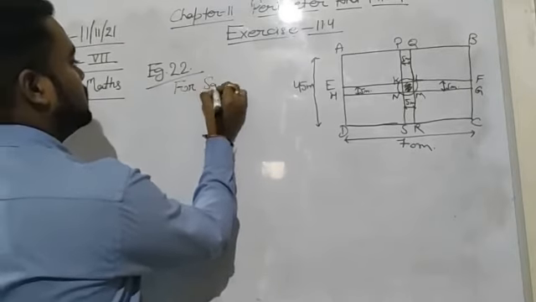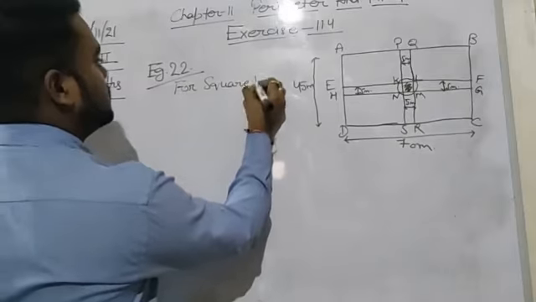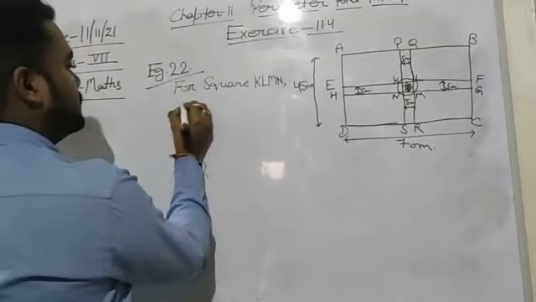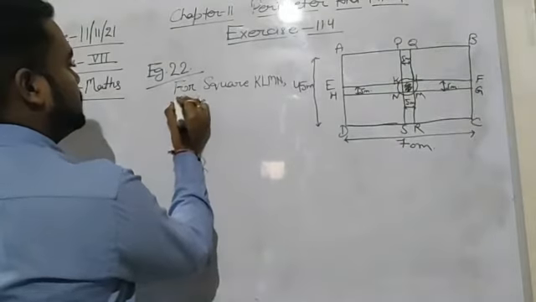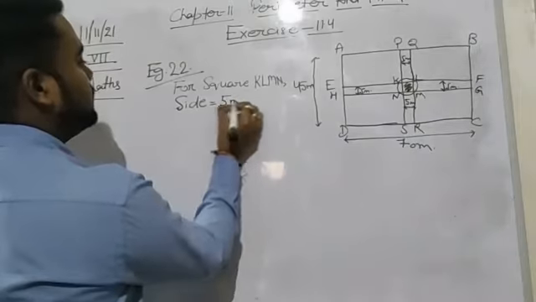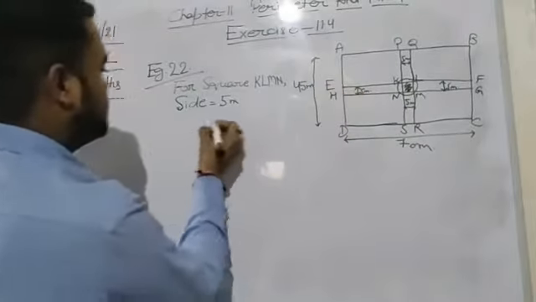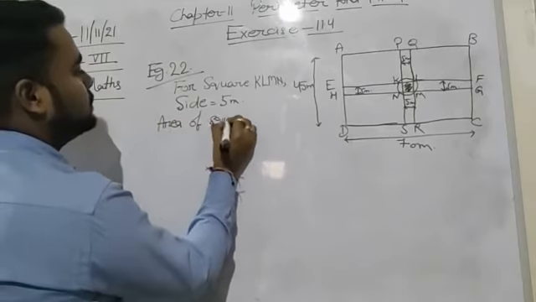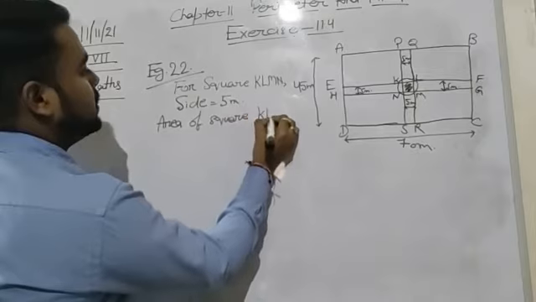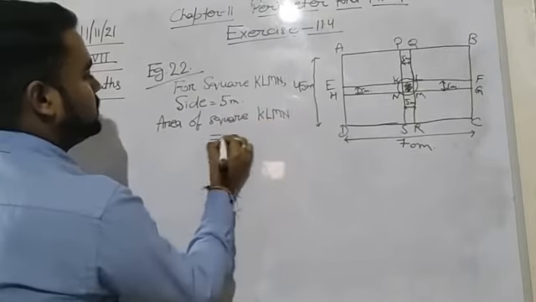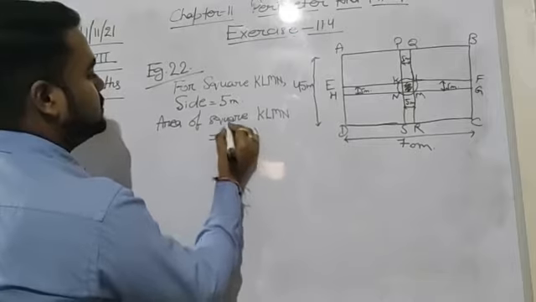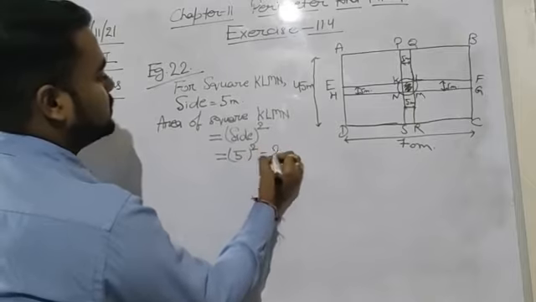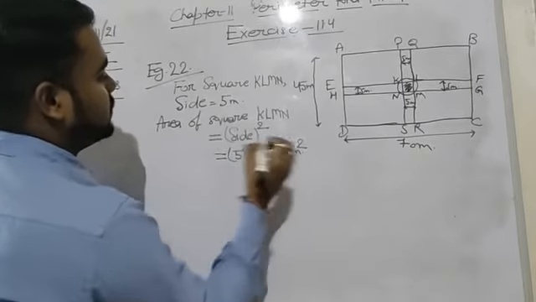For square KLMN, the side of the square is 5 meter, that is the width of the path. Now we can find the area of square KLMN, as the formula is side square. Now 5 whole square, that is 25 meter square.